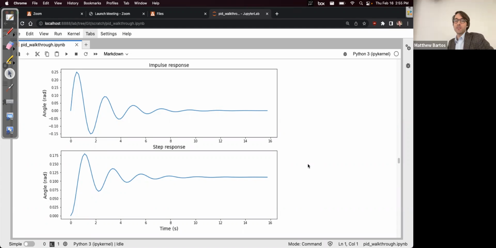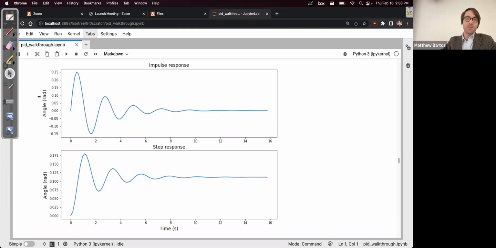So one thing to note here is that for the step response, the system responds initially. The angle increases and eventually that angle dies down, but you'll notice that we're no longer at our reference angle. So there's a constant offset between the actual angle of the scooter and the desired reference angle that we wanted.